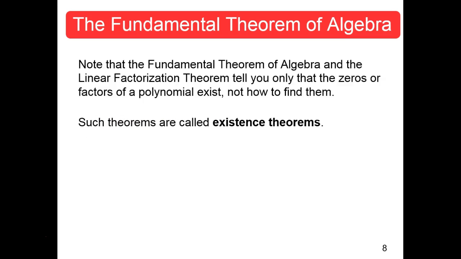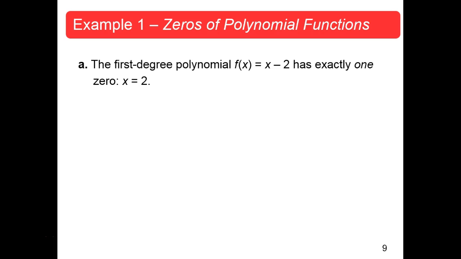Note that the fundamental theorem of algebra and the linear factorization theorem tell you that the zeros and factors of a polynomial exist, but they don't tell you how to find them. Well, thanks for telling us that. We need to know how to find them. So these theorems are existence theorems. They're not helpful for solving the problem. They just tell you they exist.